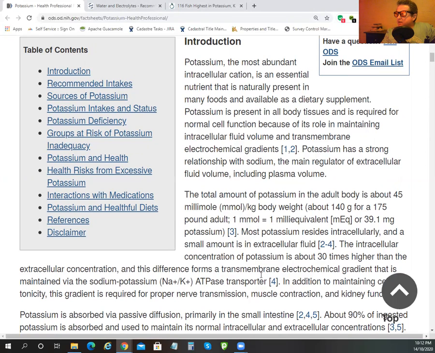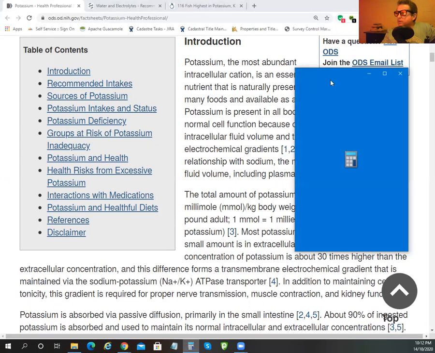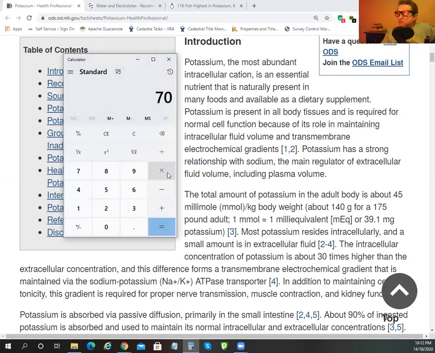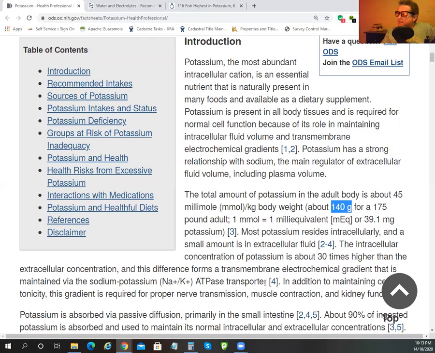The total amount of potassium in the adult body is about 45 millimoles per kilogram of body weight. Let's say we were looking at somebody that was 70 kilos, which is 2.2 to get to pounds, 154 pounds, times 45. That's in millimoles, or in terms of grams per pound. That 175, in order to get the kilo amount, is somebody nearly 80 kilos. That's the amount inside them. Okay, let's move on.